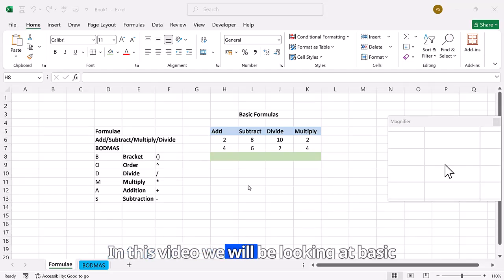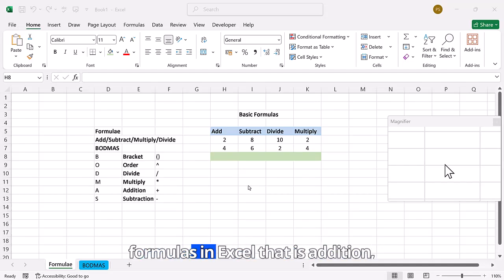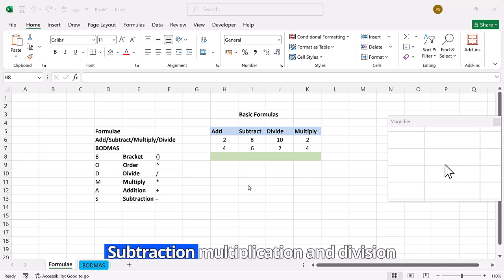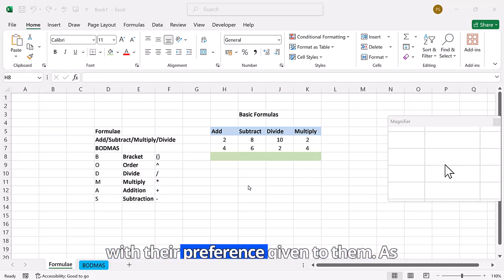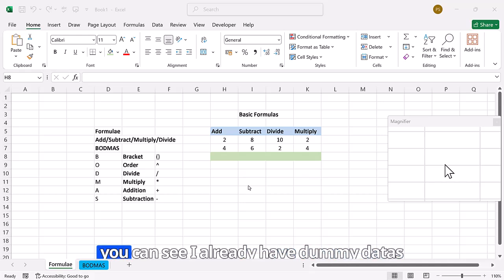In this video, we'll be looking at basic formulas in Excel, that is addition, subtraction, multiplication, and division with their preference given to them. As you can see, I already have dummy data inserted.